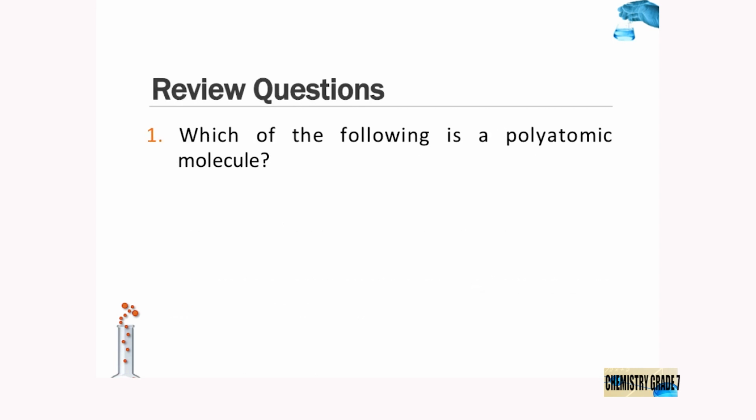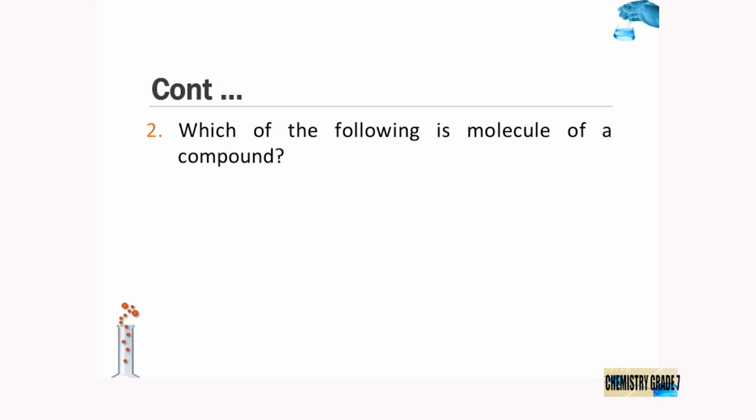Which of the following is a polyatomic molecule? Phosphorus, water, bromine, or carbon dioxide? Phosphorus.